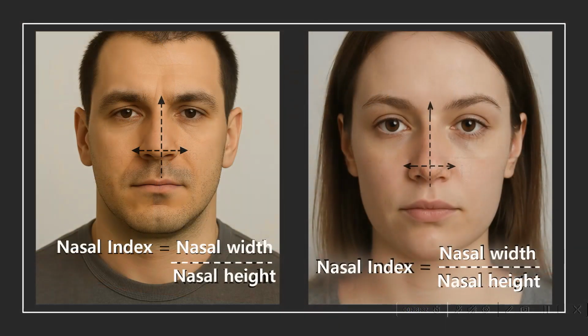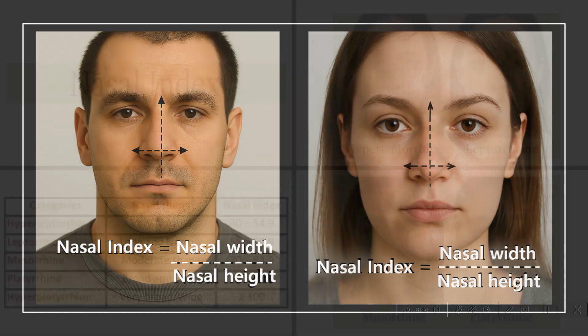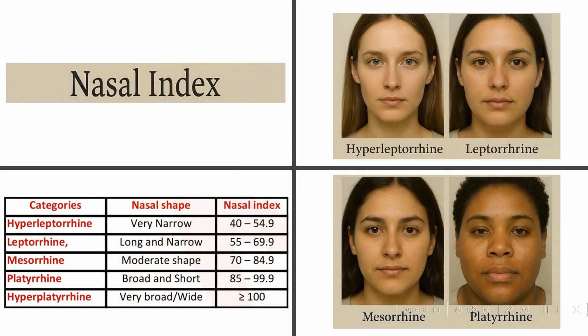The nasal index, NI, the ratio of nasal width to the nasal height multiplied by 100, is useful in sex determination, distinguishing racial and ethnic differences, nasal analysis, and rhinoplasty. Nasal index is calculated by nasal width divided by nasal height multiplied by 100. Depending on the nasal index, there are different types of noses.